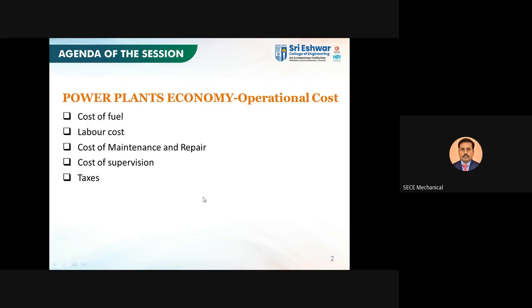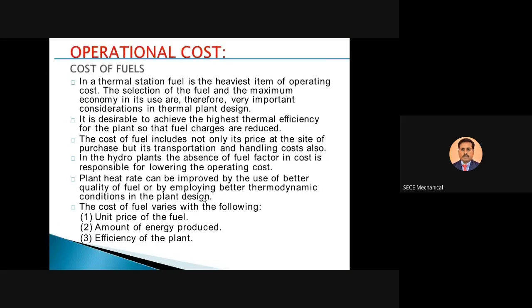In that, we are going to discuss different types of operation cost. When a power plant is going to operate, there are so many costs involved: cost of fuel, labor, cost of maintenance and repair, and cost of supervision and taxes. That is what we are going to discuss today. First, what is meant by operation cost?